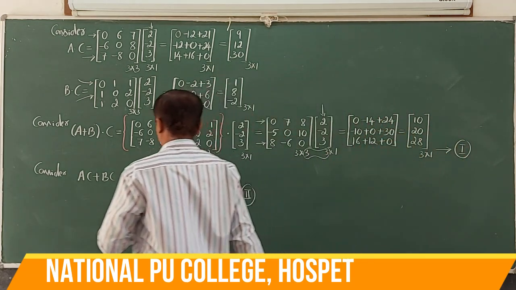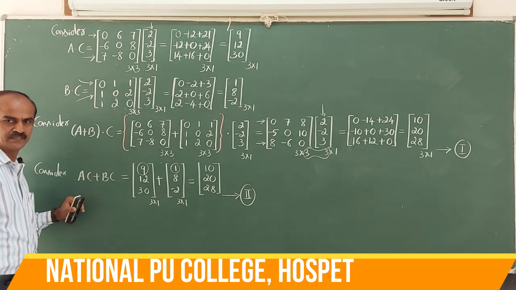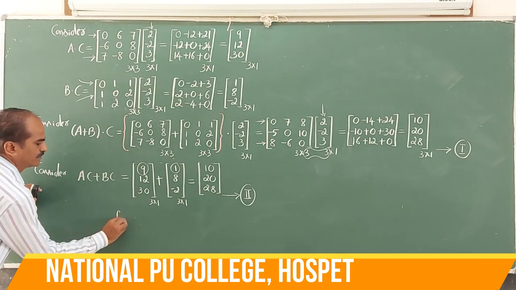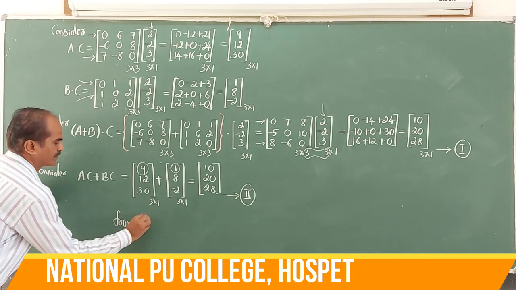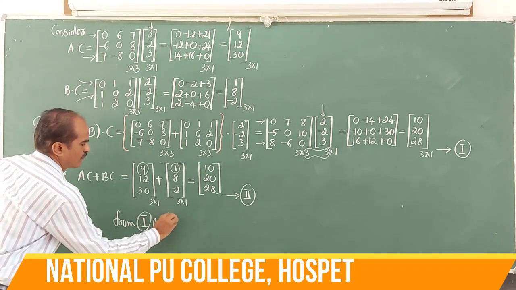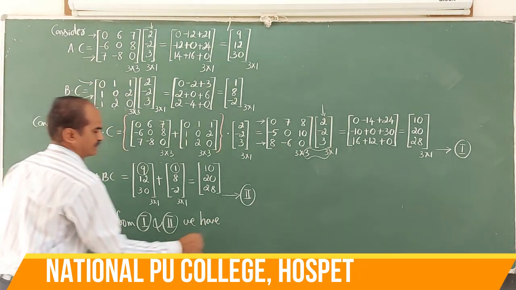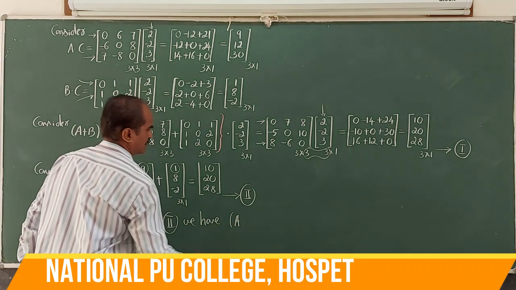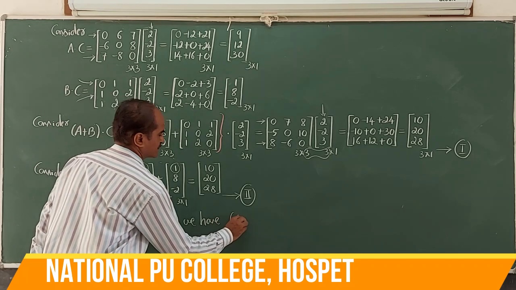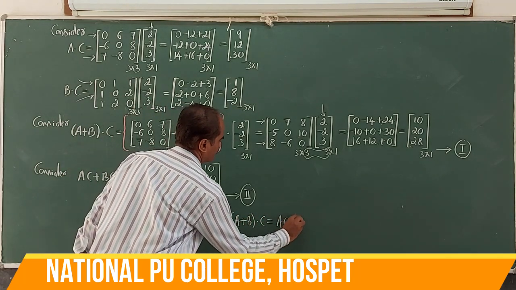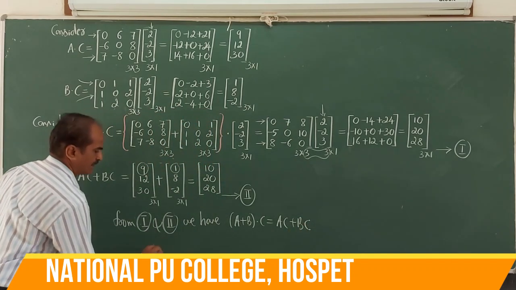Now observe the RHS of 1 and 2. Exactly the same matrices, therefore their LHS must also be the same. You conclude it by writing: from 1 and 2 we have (A plus B) times C is equal to AC plus BC, hence the verification.